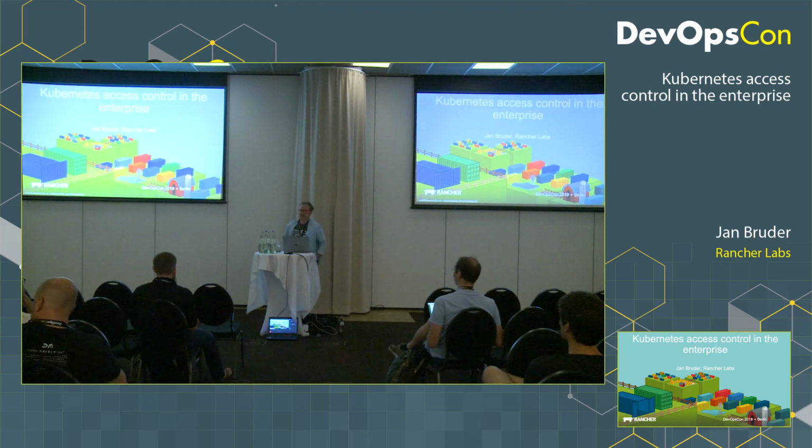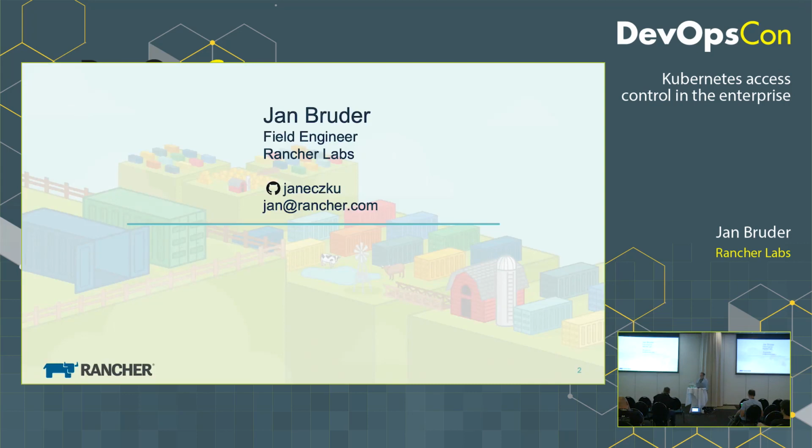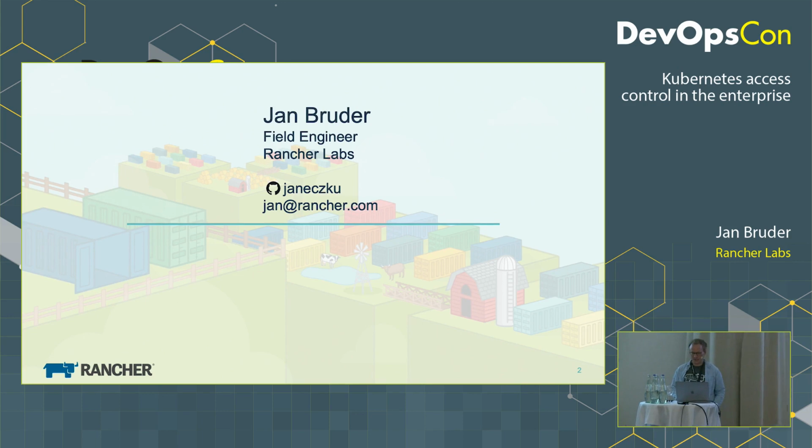So today my topic is Kubernetes Access Control. I'm going to start by introducing myself. My name is Bruder. I'm part of the field engineering team at Rancher Labs. You can find me on GitHub and ping me on my email address.